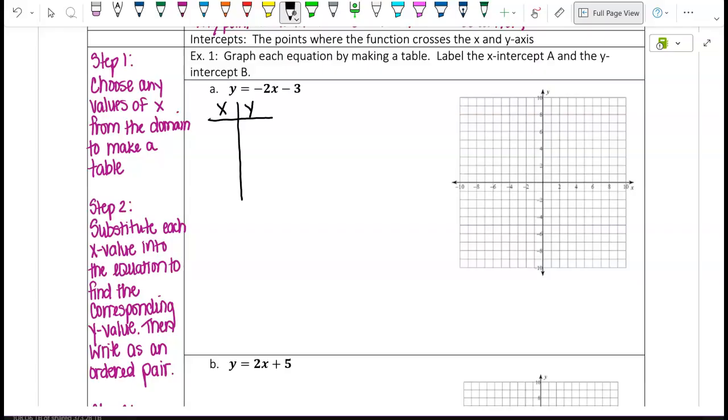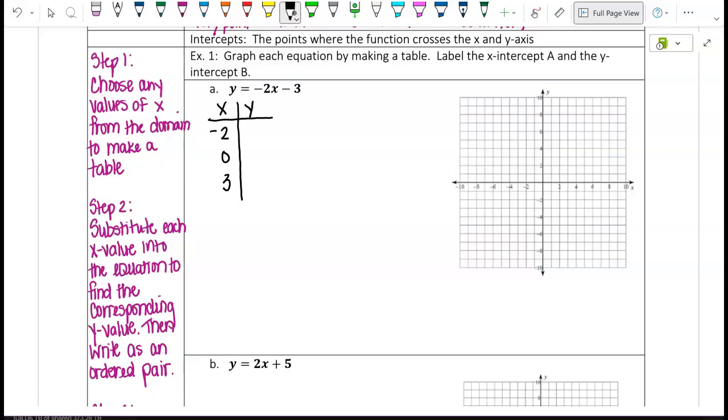So like for this first one, I'm going to choose negative 2, 0, and 3. Doesn't have to be the same values you choose. But again, I'm just trying to make sure I have a negative number, a positive number, and again, I like 0 because it's easy to do math with 0.